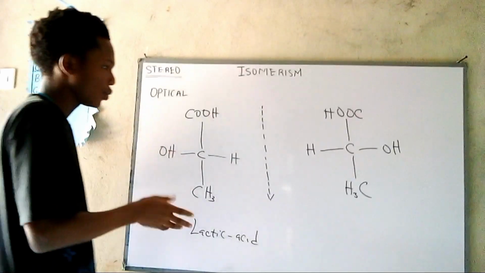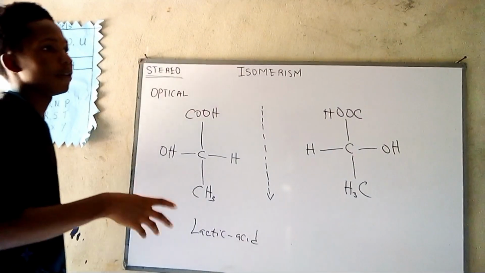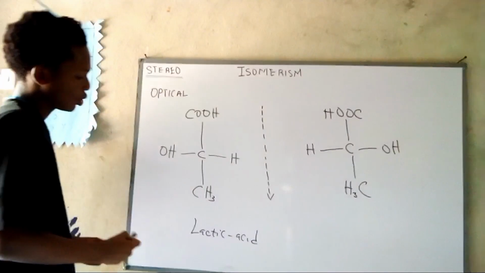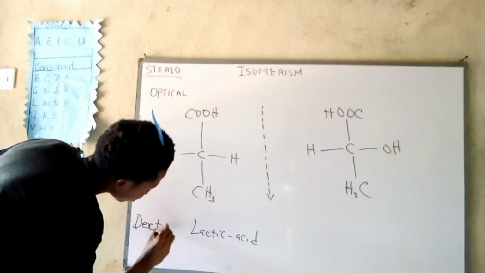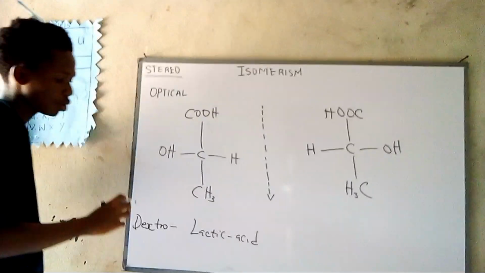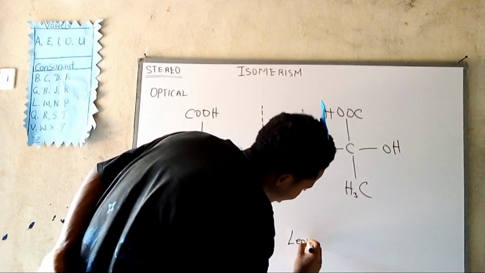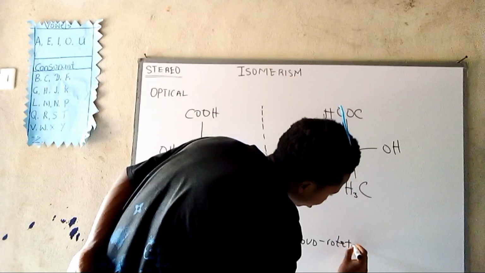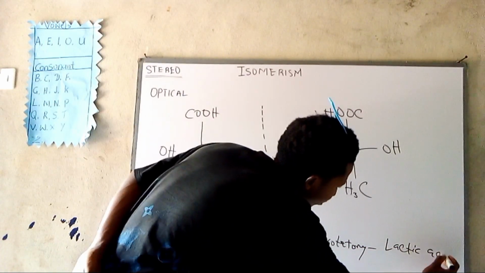Now, how do we know which of them is actually dextrorotatory and levorotatory? This guy is facing the right hand side, so it's called dextrorotatory. Note it. Dextrorotatory lactic acid. This guy is called levorotatory lactic acid. Alright.